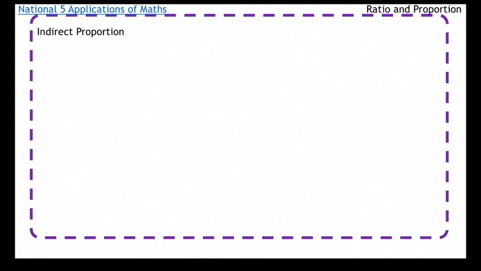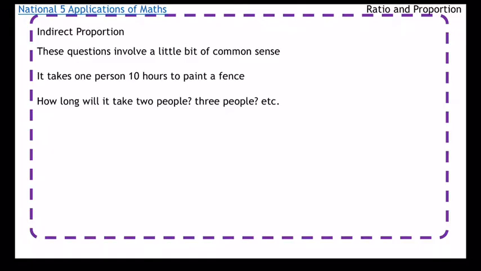Okay, so indirect proportion. This is where while one thing goes up, the other thing goes down. An example of this could be, it takes one person 10 hours to paint a fence. How long would it take 2 people, 3 people, maybe 4 or 5? As you add more and more people, you would expect that it takes less and less time to paint the fence. Okay, makes a bit of sense. Hopefully it makes a bit of common sense.